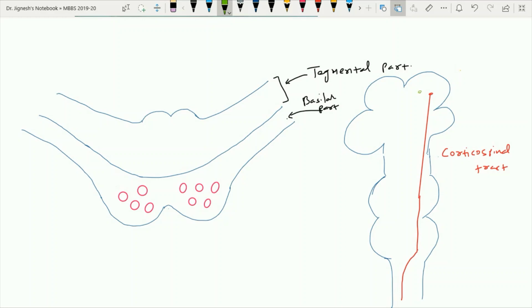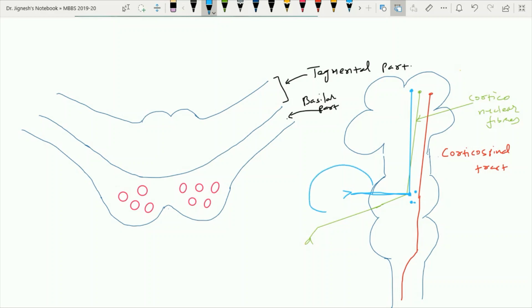Some fibers start from the cortex and reach the cranial nerve nuclei of the opposite side to supply the muscles or other structures of that cranial nerve. This type of fiber is the corticonuclear fibers. And some fibers pass from the cortex to the pons and relay into the pontine nuclei present within the pons, then go horizontally and contralaterally to the cerebellum. These are the cortico-pontocerebellar tracts.